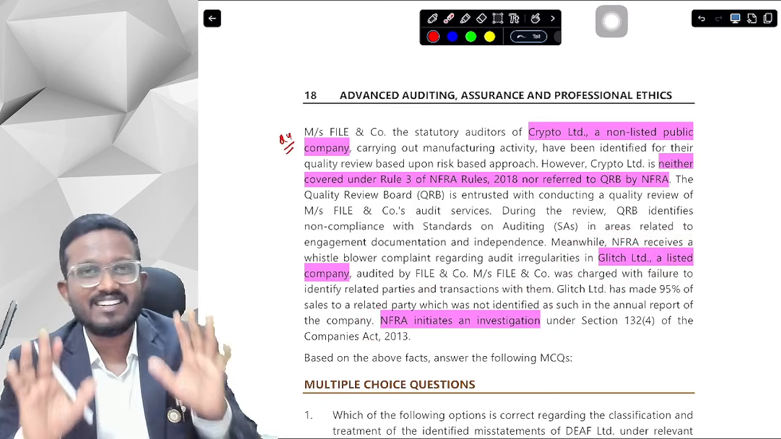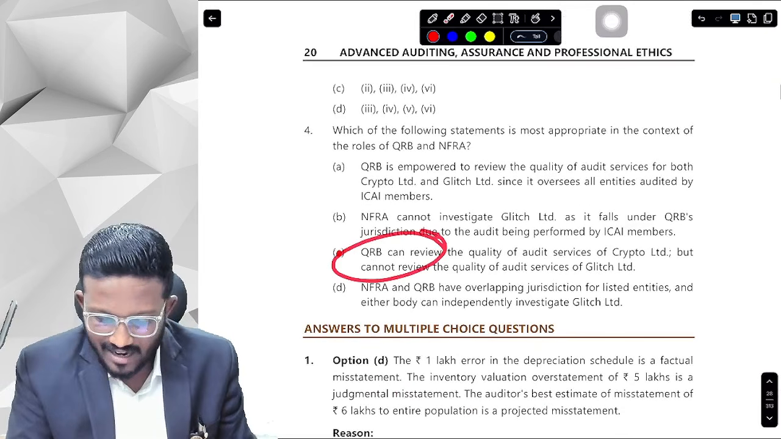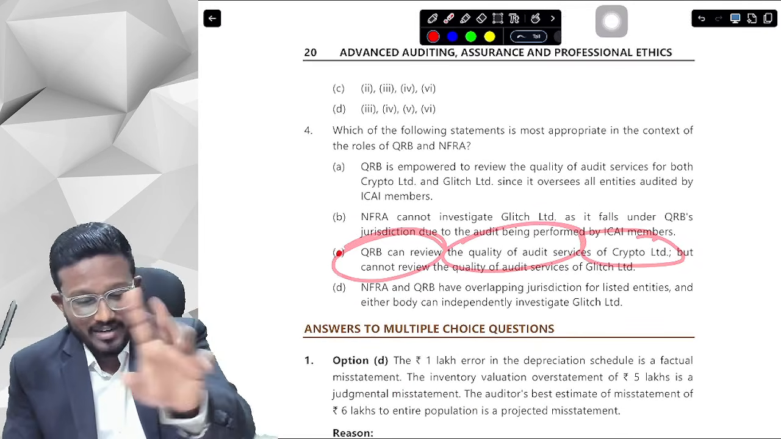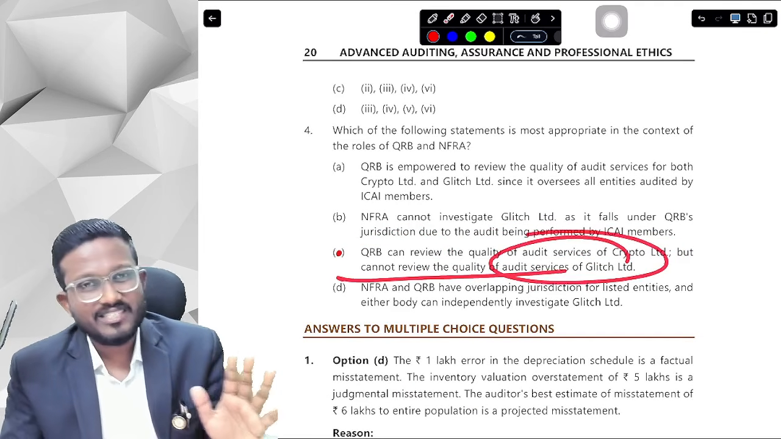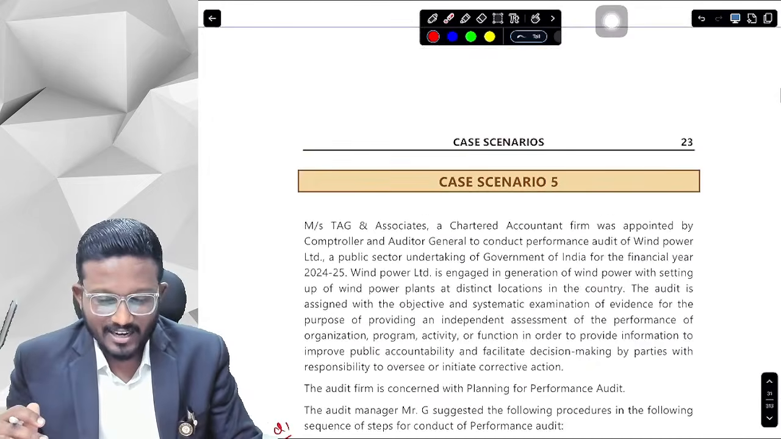Okay, yes, sir, this is what we have to write. So here it is saying that QRB can review the quality of audit services of Crypto Limited, but it cannot review the quality of audit services of Glitch Limited because it is covered under NAFRA rules. Okay, yes, sir, this was your case scenario 4.